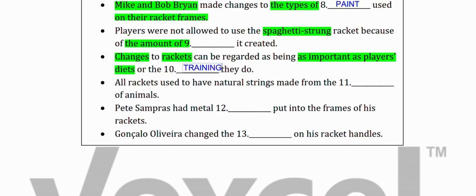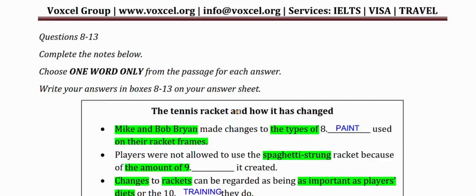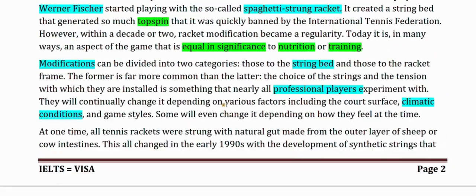Okay, moving forward to the next question. All rackets, meaning not even one is paired, all rackets, we have to find this particular word. Used to have, that means they don't have now, but they used to have at one point of time. Natural strings made from the dash of animals. So we have to find strings that were made from something of animals, maybe skin of animals, teeth of animals, I don't know, maybe something related to animals. We have to find what that is. So obviously we will read after that.